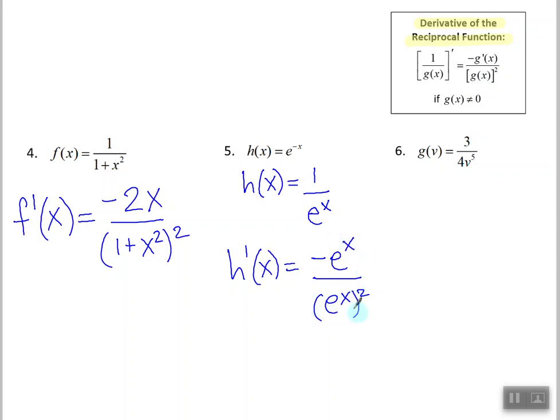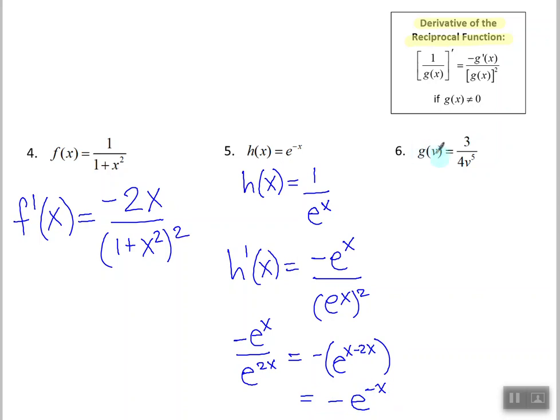While this is the derivative, this can be cleaned up quite a bit. Let's see how. Negative e to the x divided by e to the x squared makes e to the 2x. And because these have the same base, I will subtract the exponents. Negative e to the x minus 2x, which makes negative e to the negative x.